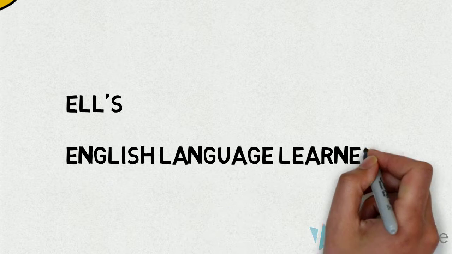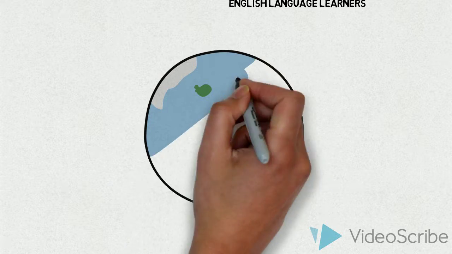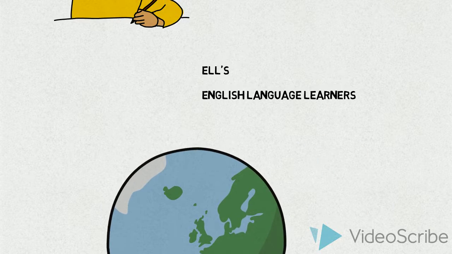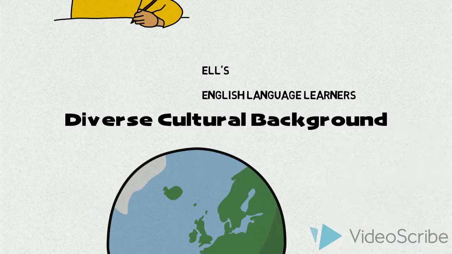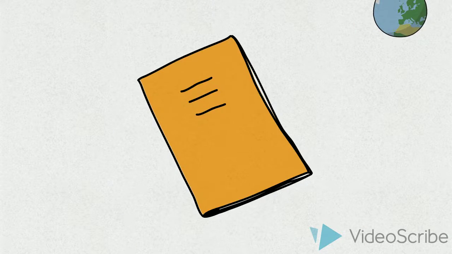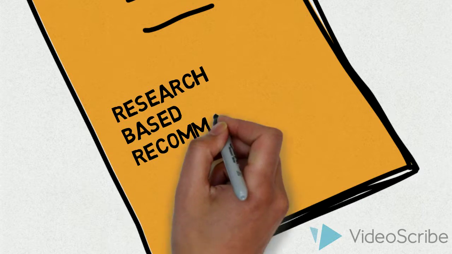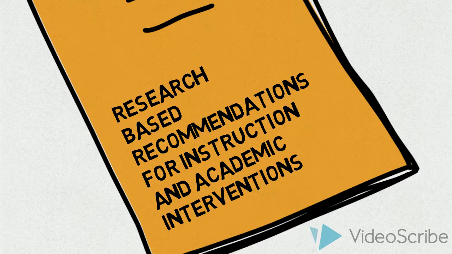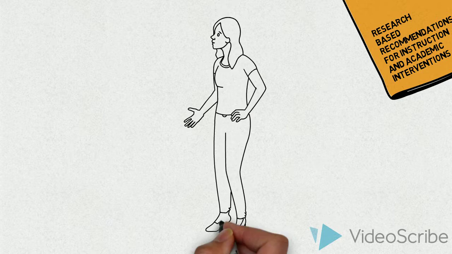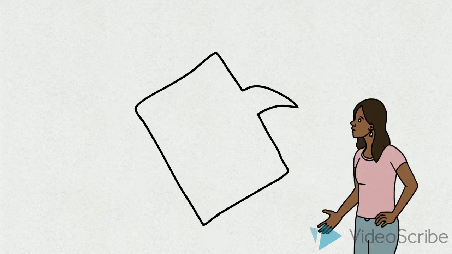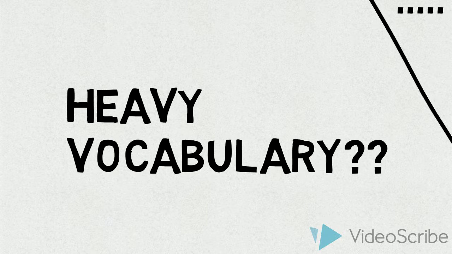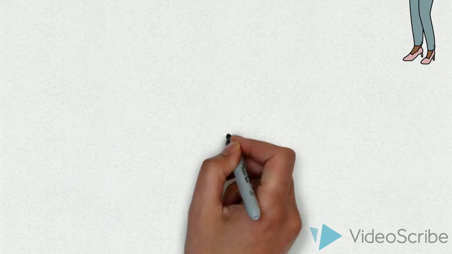Many will be English language learners, ELLs, or students with reading and writing deficits. Many students will have cultural backgrounds that limit their understanding of the course curriculum. According to research-based recommendations for instruction and academic interventions, by the middle school years, ELLs rarely need instruction in basic conversational English, but they lack the academic English vocabulary to support learning from texts.